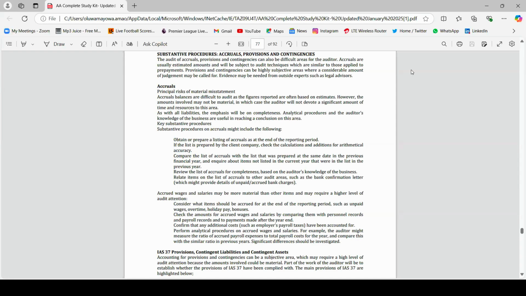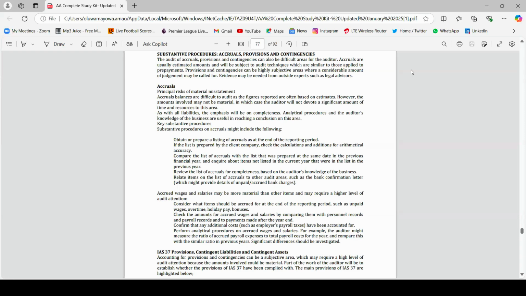Then the measurement, how have they come about the figure? That's why, please, if you have time, which I believe you should, go back and read that introduction to substantive testing. And under that introduction, we made mention of financial statement assertion. I want you guys to read that part very well, because most students usually, when you ask what are financial statement assertion, they get confused, they don't understand.